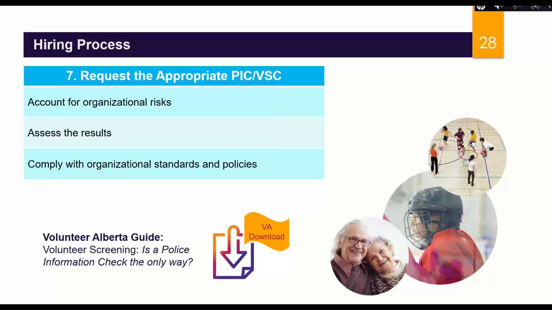So number 7 is requesting the appropriate PIC or VSC. And as we've talked about before, they're not always necessary. So keep in mind the definitions of vulnerable persons and trust and authority. Usually the more access a volunteer has to a vulnerable person or people, the higher degree of screening that is necessary.